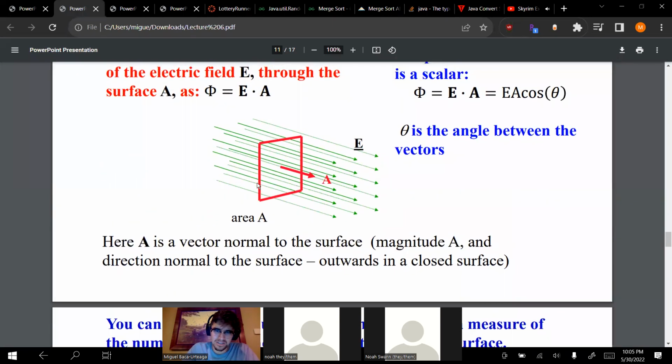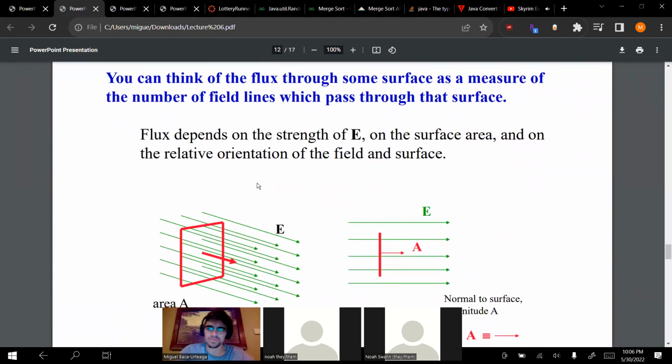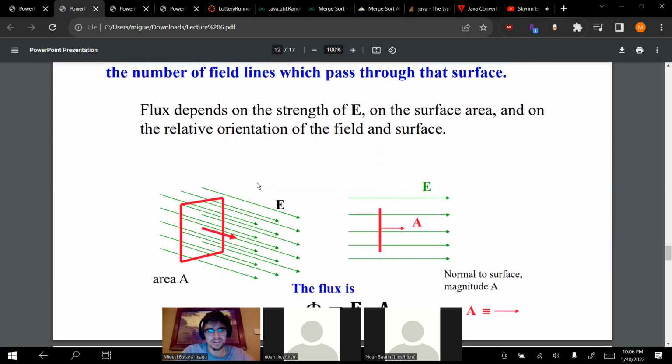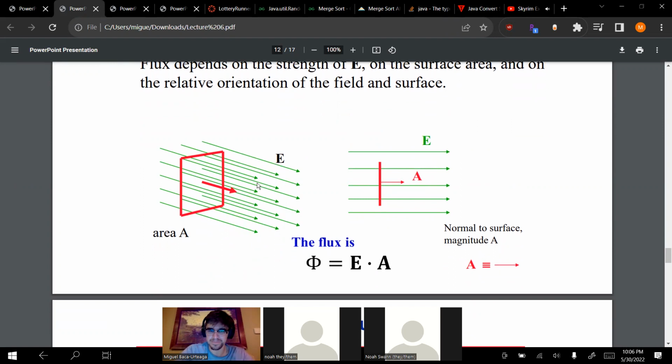Here, A is a vector normal to the surface, with magnitude A, and direction normal to the surface, outwards in a closed surface. You can think of flux through some surface as a measure of the number of field lines which pass through that surface. Flux depends on the strength of the electric field, on the surface area, and on the relative orientation of the field and surface. So the flux is the electric field dot product with the area.